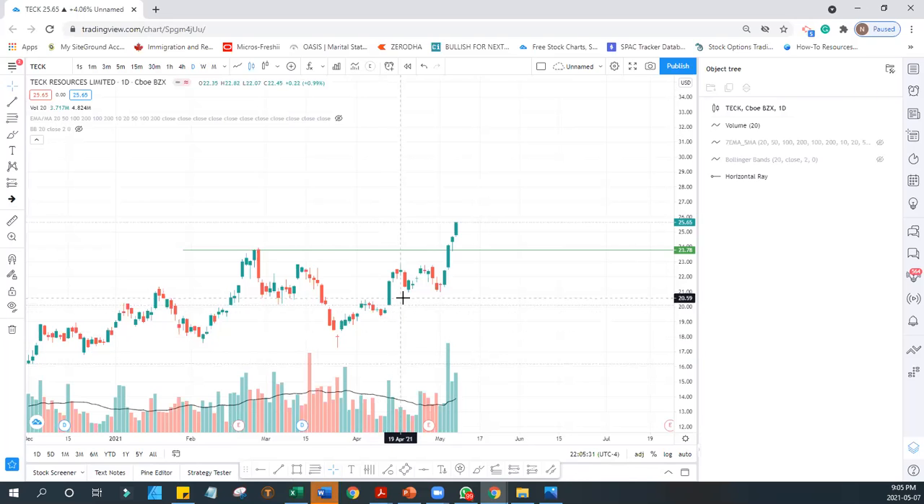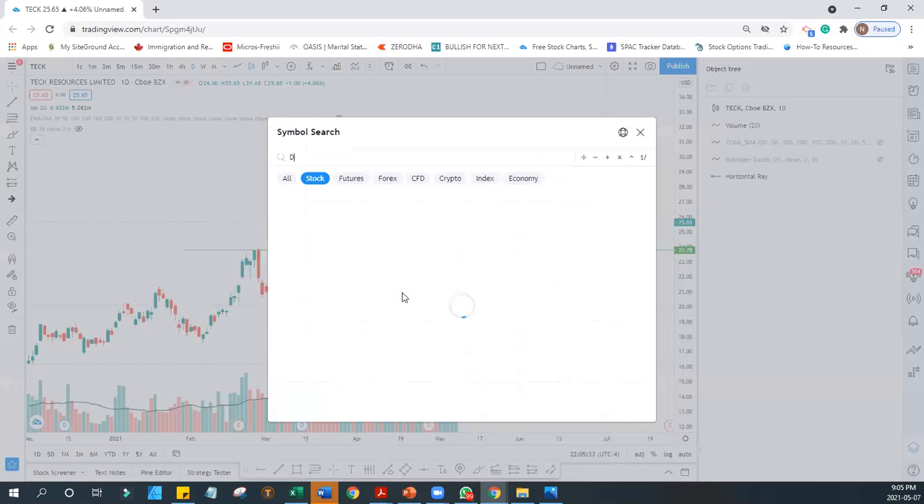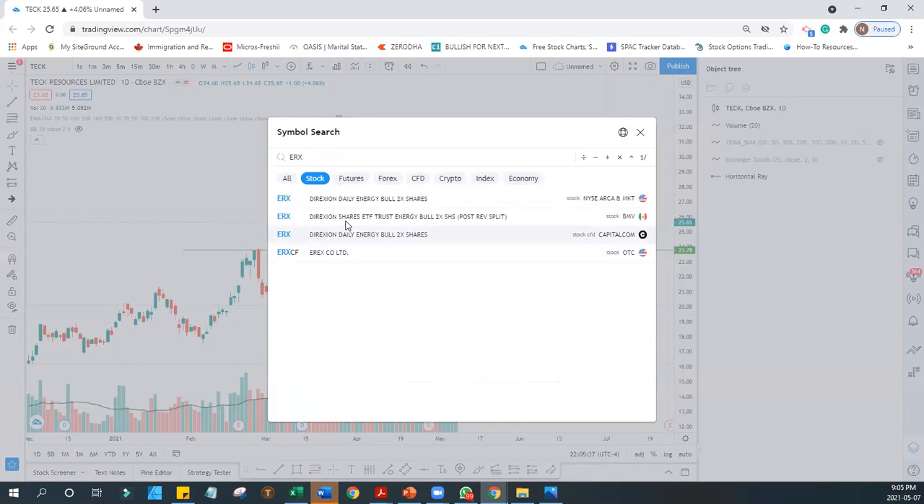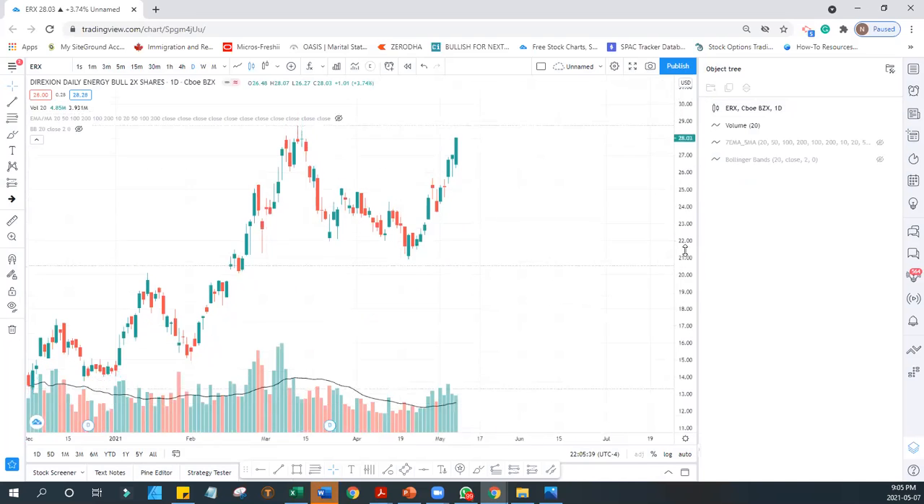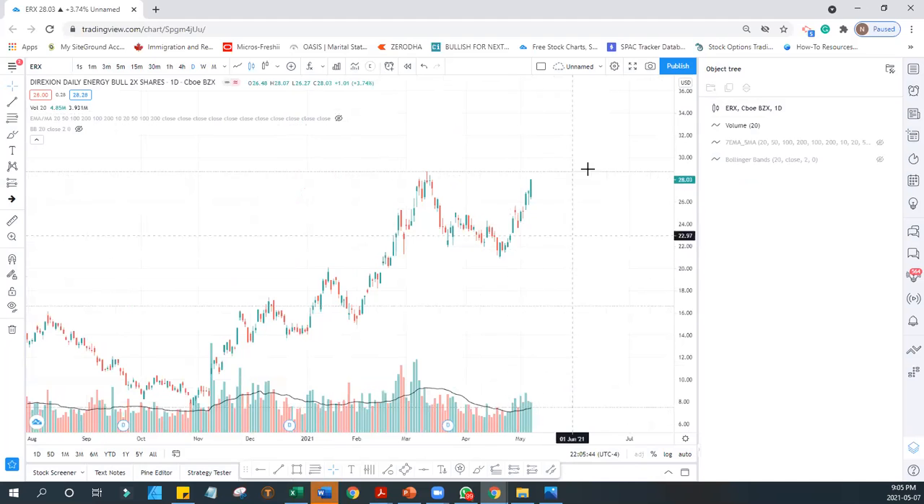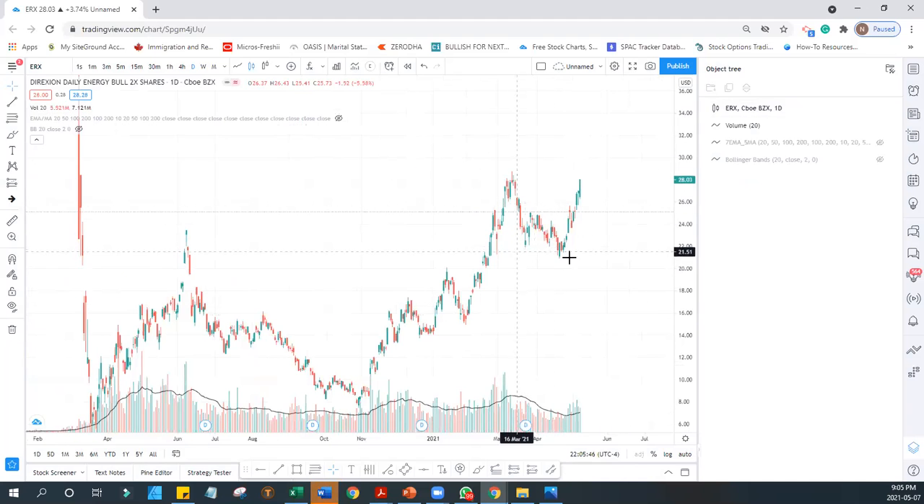There is one chart, I think I remember, ERX. Okay, I believe so. This is bull because of SPY and everything. So it's going to be bull. The market is bull, this is going to be bull.